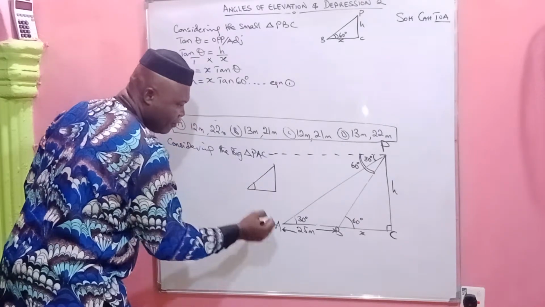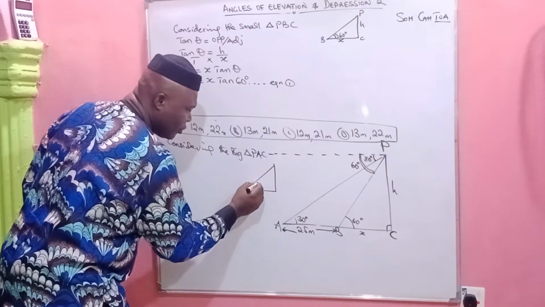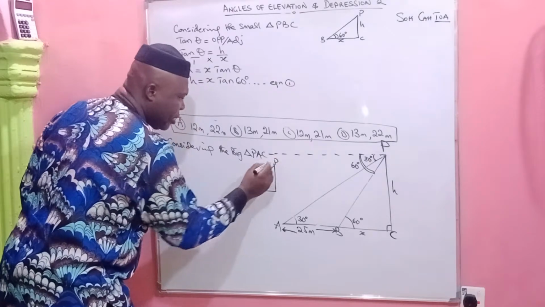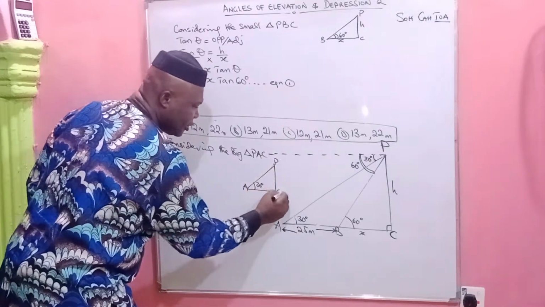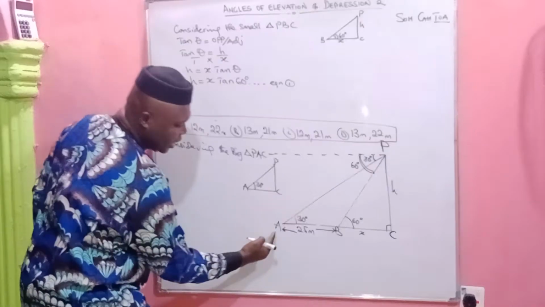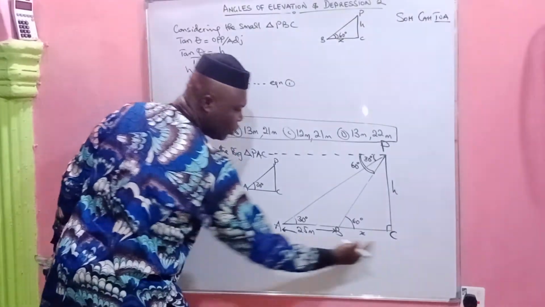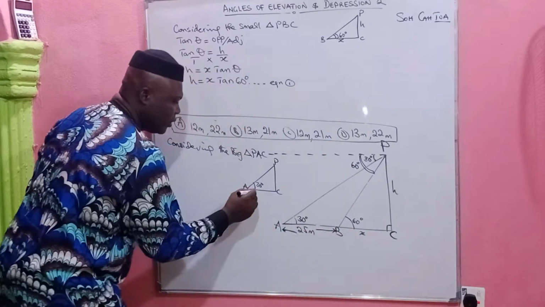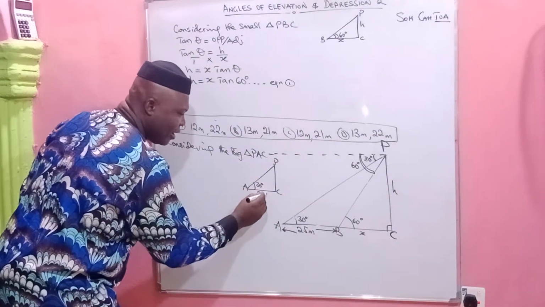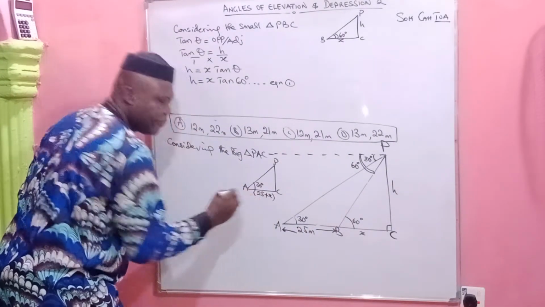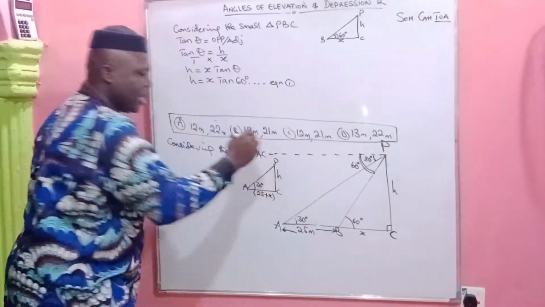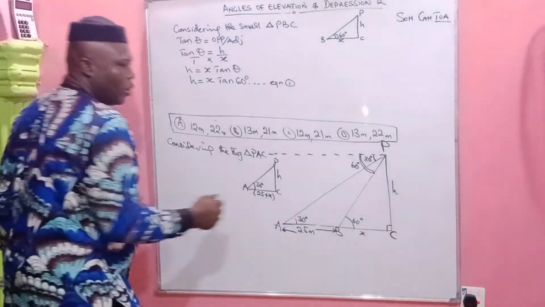So here we have the big one, we have 30 degrees. Here we have PAC. Then from A to C, we have 25 plus X. So 25 plus X is what we have. And then here we still have the height. Of course, that's the height.